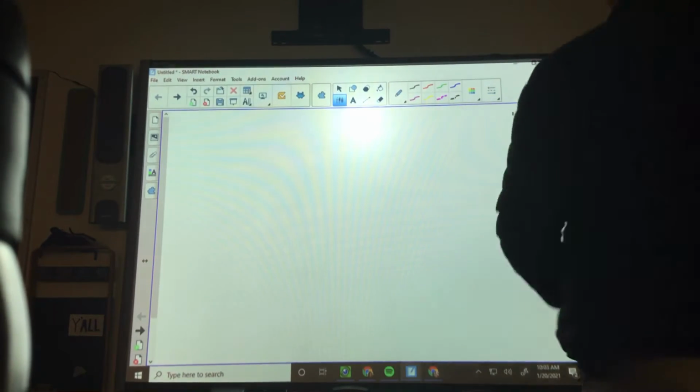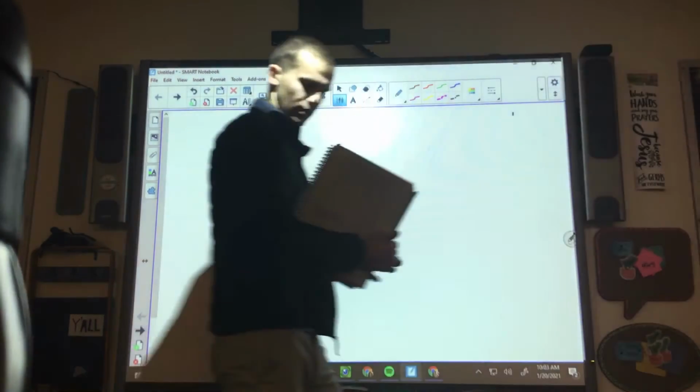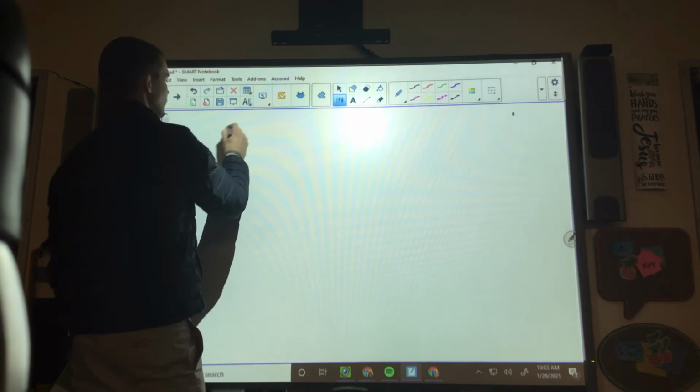Alright, so we are on 3.6, subtracting mixed numbers, on page 145.